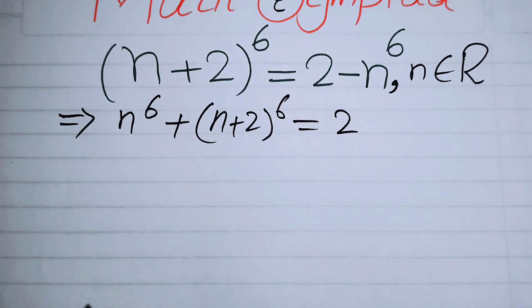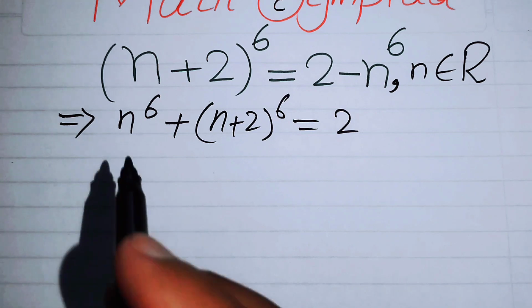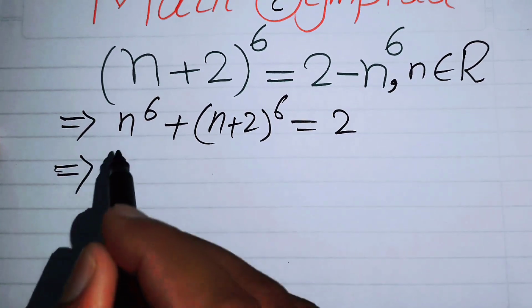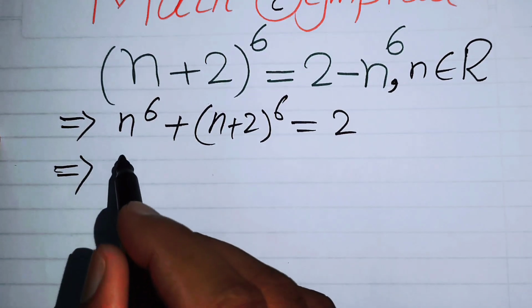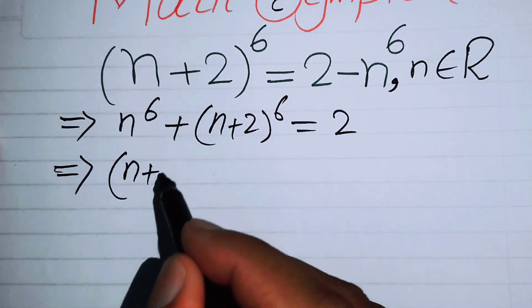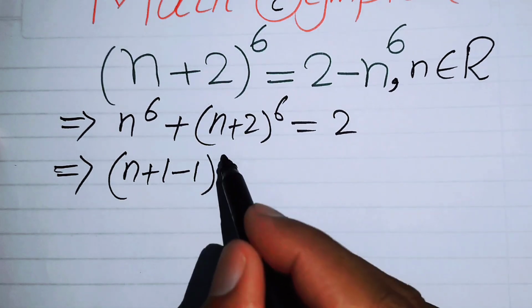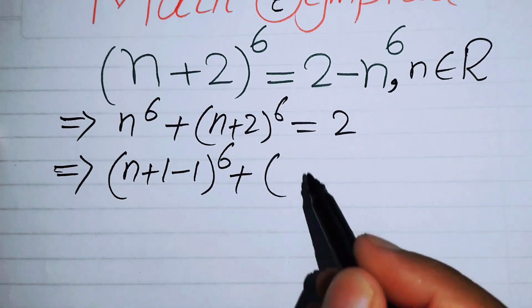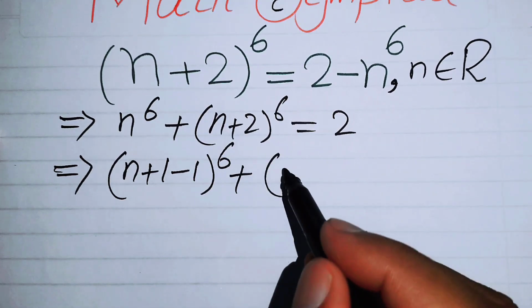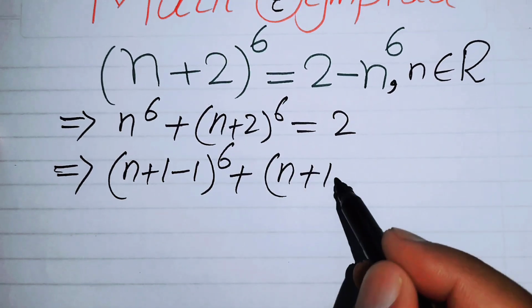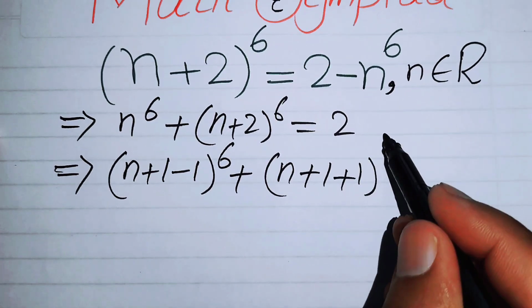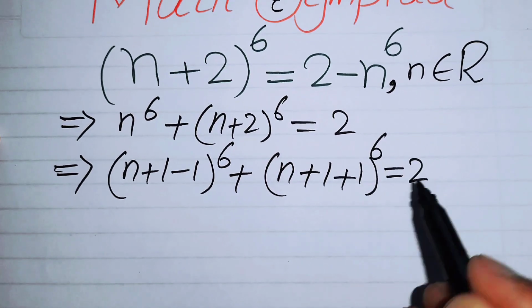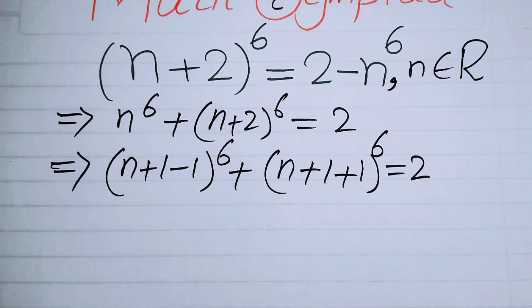And after this step I can rewrite this equation. Here you have n^6, and I can write it as (n + 1 - 1)^6, plus similarly here we write n + 2 as n + 1 + 1, and its whole power 6, and the whole is equal to 2.